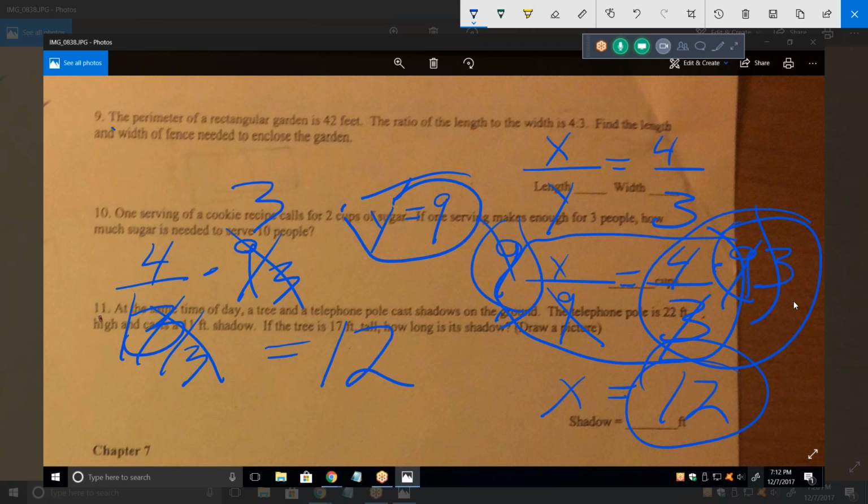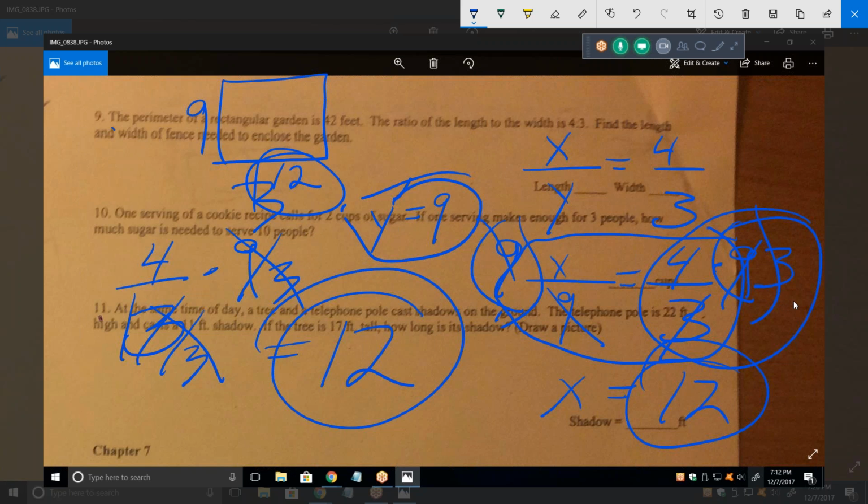So y is 9, x is 12, and our garden looks like this. 12, 9. It gives it a perimeter of 42, and it makes the length 4 thirds the width. 12 to 9 is the same as 4 to 3. So we've solved it and we've checked it.